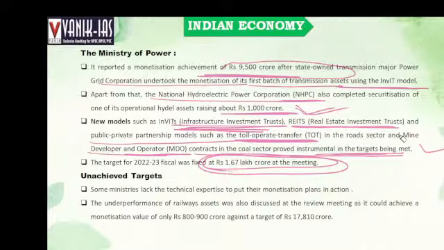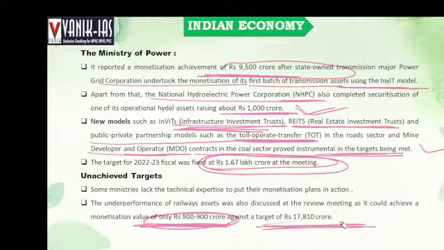Then the unachieved targets. Some of the ministries lack the technical expertise to put their monetization plans into action. The underperformance of railway assets was also discussed at the review meetings, as they achieved a monetization value of only 800 to 900 crore against the target of 17,000 crore. Right? These are the unachieved targets.